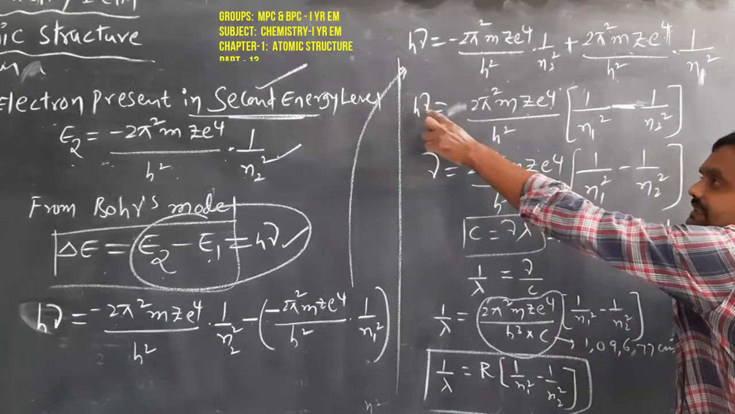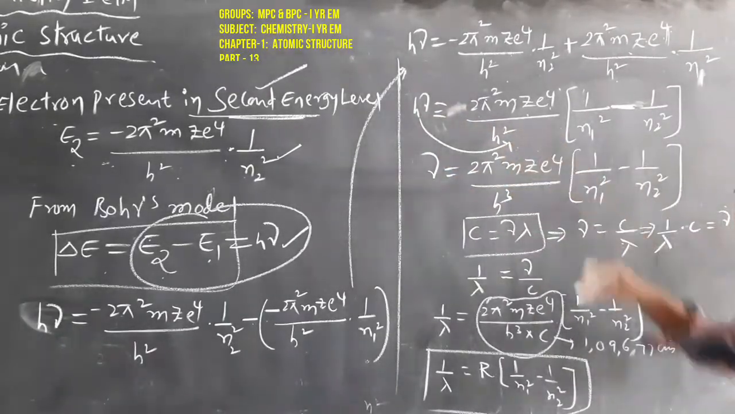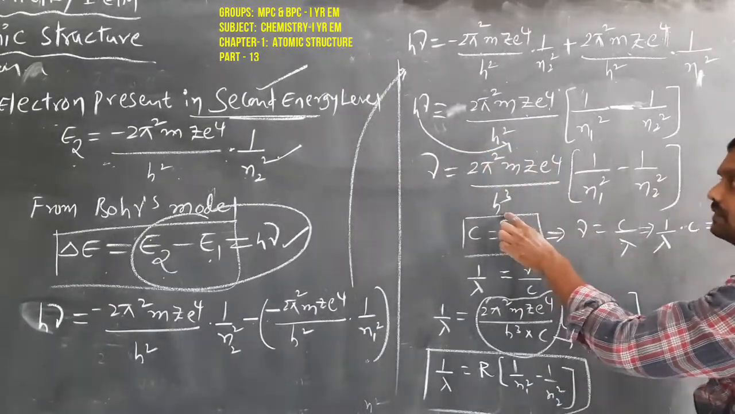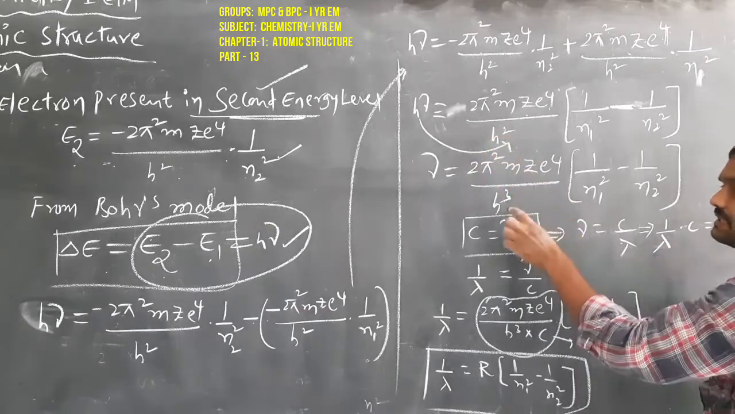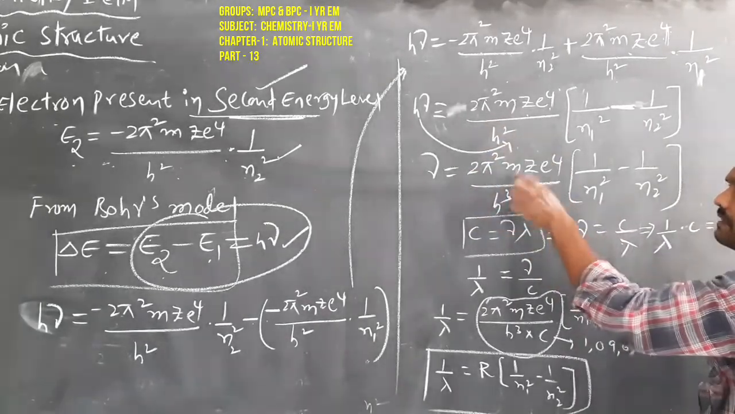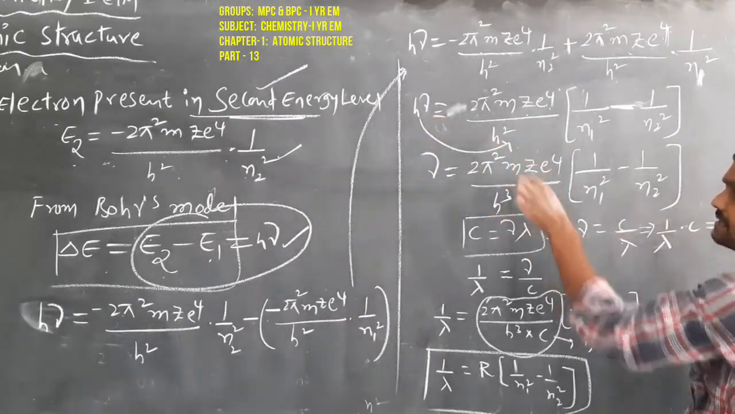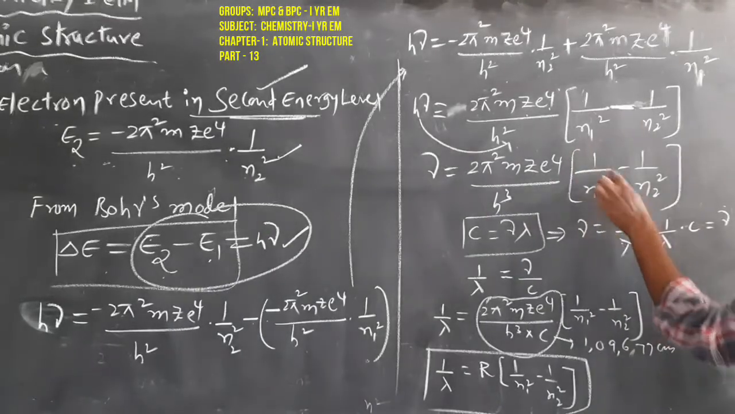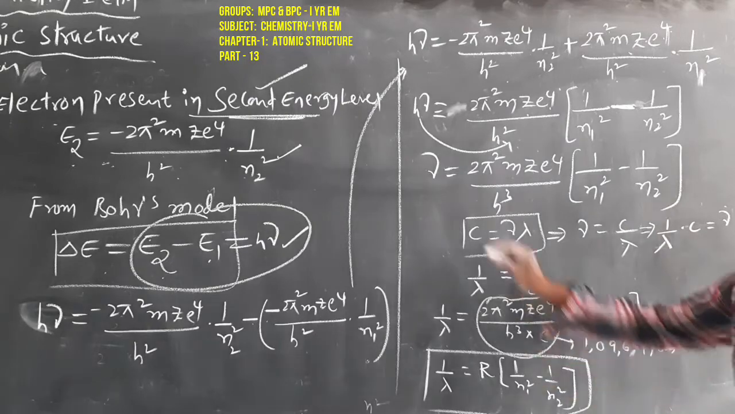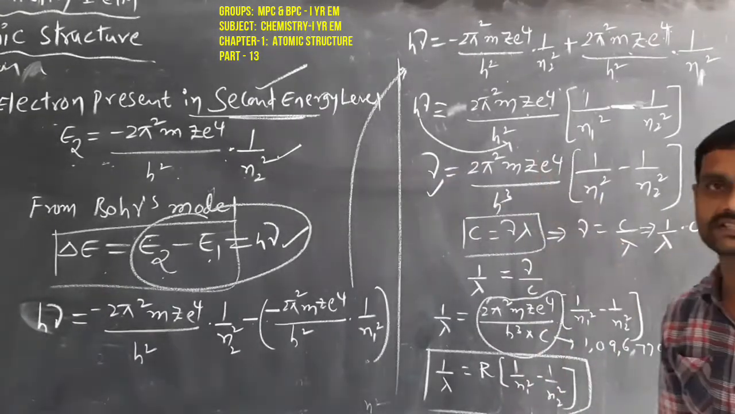Then nu is equal to, this h is moved to the denominator. So h square into h means h cube. So nu is equal to 2 pi square m z e power 4 by h cube, the remaining is the same, into 1 by n1 square minus 1 by n2 square. So this is the nu value obtained from this simplification.